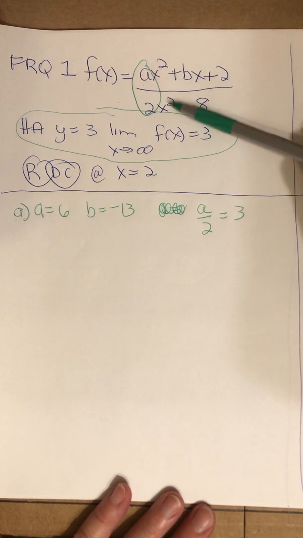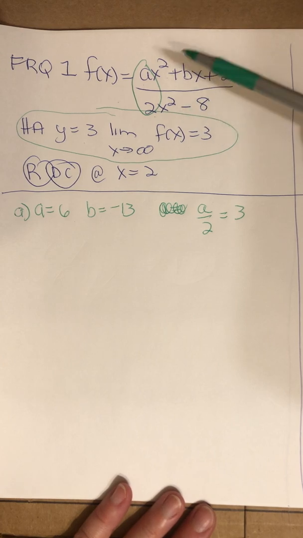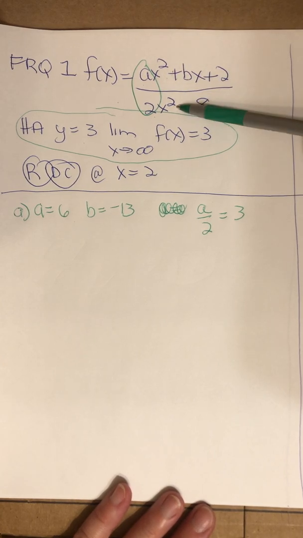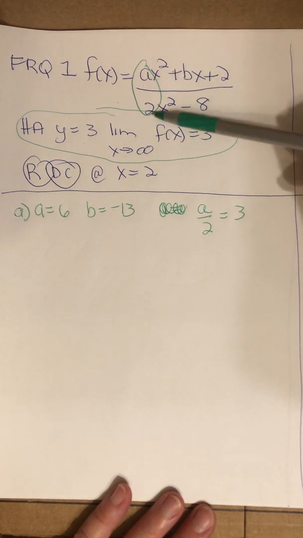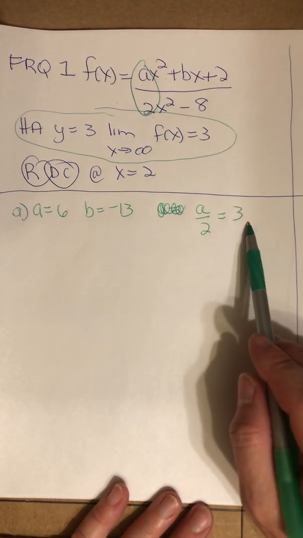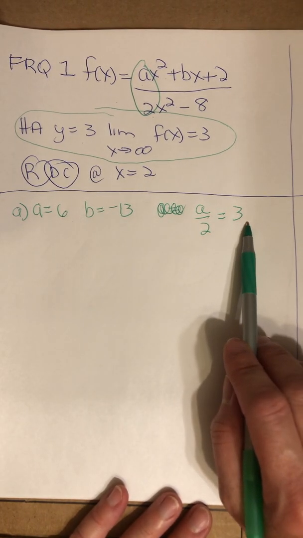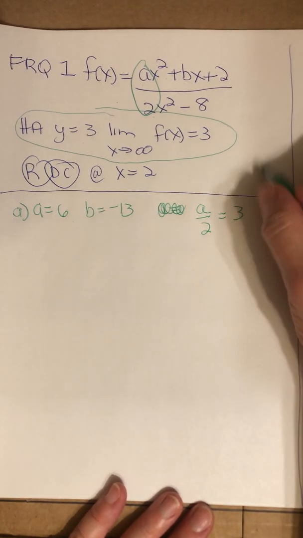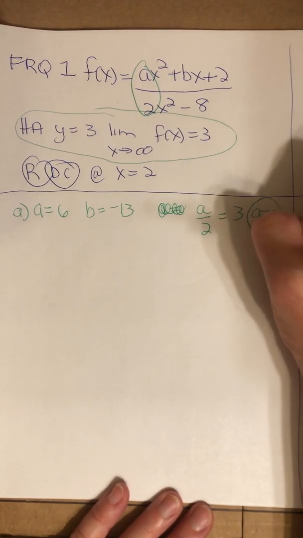We factored out the highest degree, x squared, from the numerator and denominator, or by logic, we see the highest degrees are the same. So that means that the horizontal asymptote, or the limit, would be the division of the leading coefficients. A divided by 2 must equal the horizontal asymptote of 3. And so you can see now why A is equal to 6.